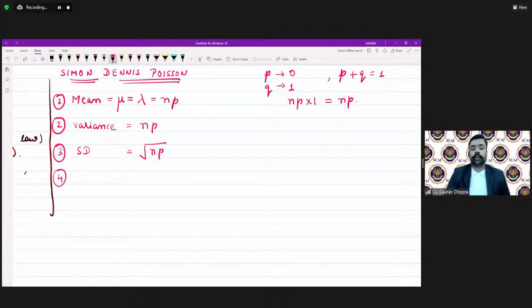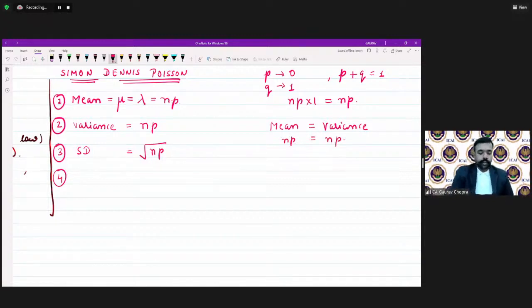The fourth formula is for probability. But before that, we can conclude here that mean and variance both are equal in case of Poisson distribution. Whenever we are talking about Poisson distribution, mean and variance are equal. But this was not the case in binomial distribution. Both were different. But here, both are equal, because the formula for both of them is n multiplied by p.